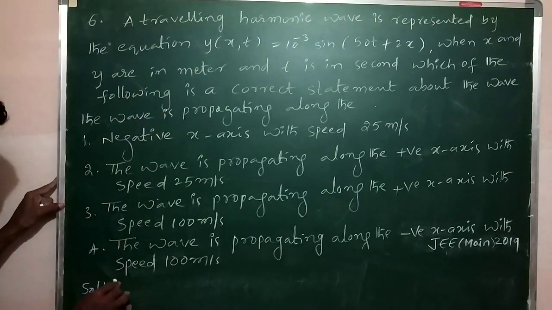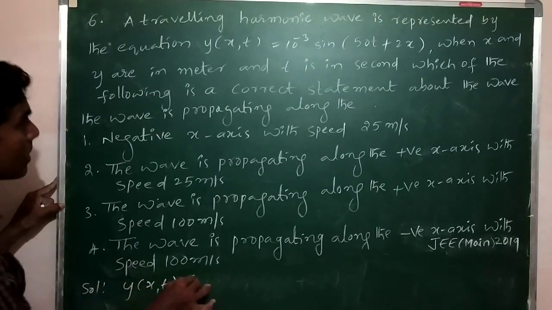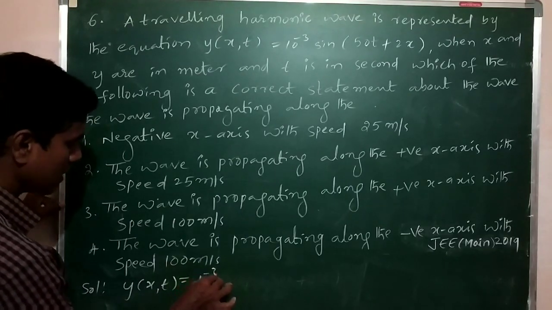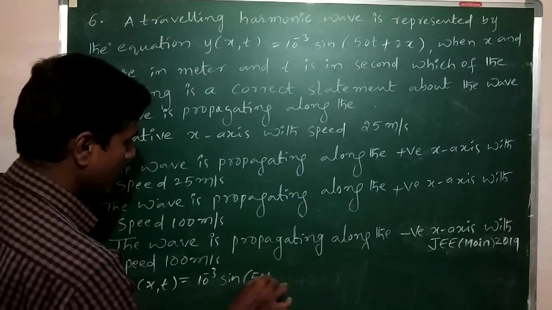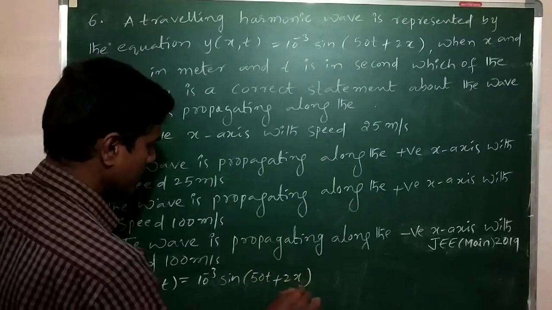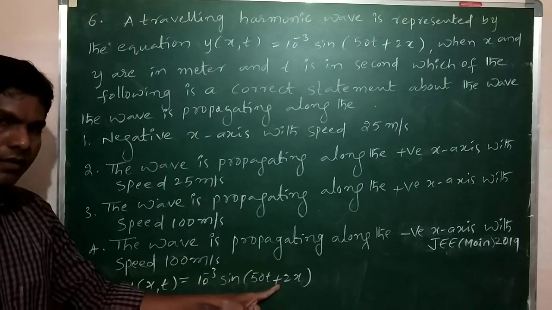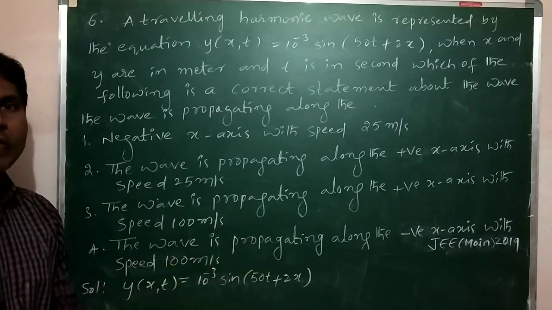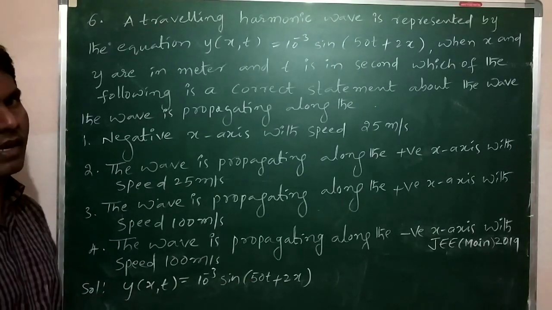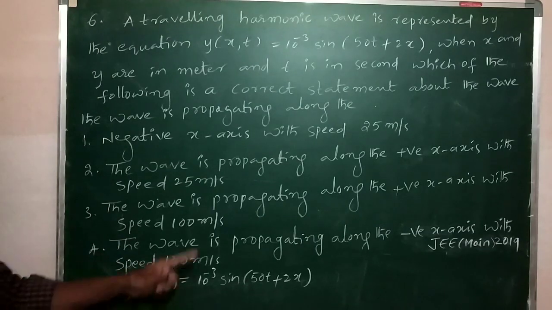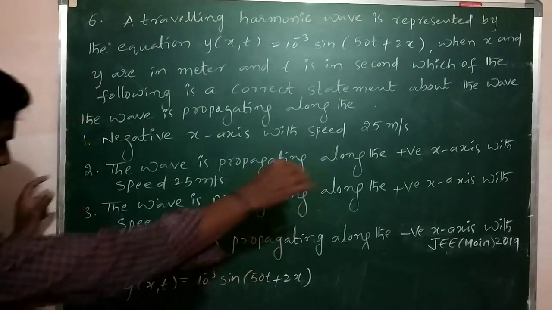The given wave equation is y(x, t) = 10^-3 sin(50t + 2x). Here there is a plus sign, hence the wave is moving along the negative x direction. So the direction is negative. And what is the speed? We can calculate the speed.